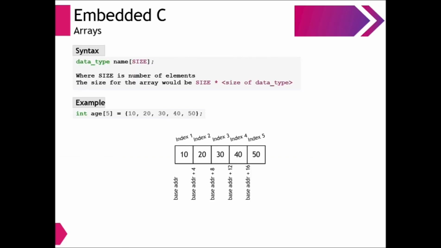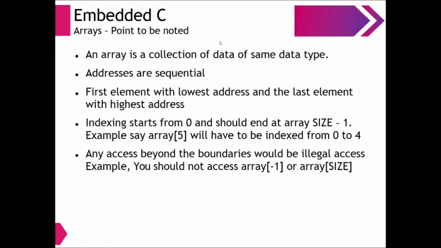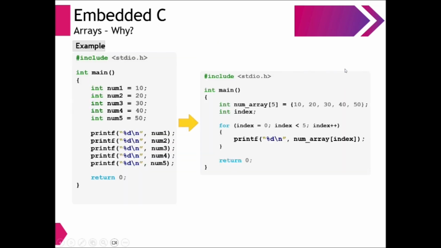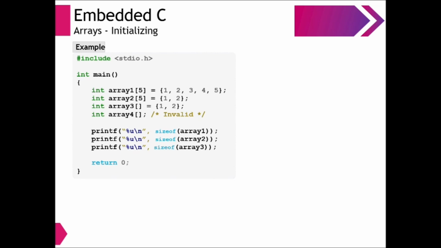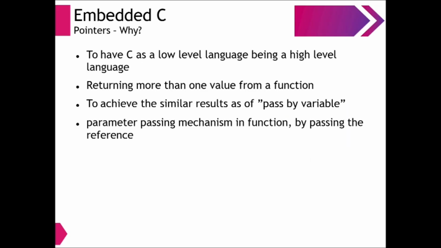An array is used to store values of the same type, like an array of numbers. There is also limited access. An array is a collection of data, as we also discussed in live classes, with suitable examples of why you are using an array. It is also used for storing, and we see how to store an array, and also initializing, copying, and the pointers.